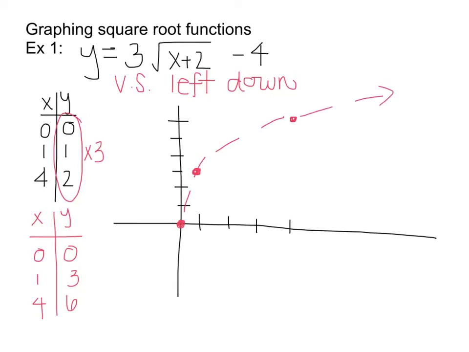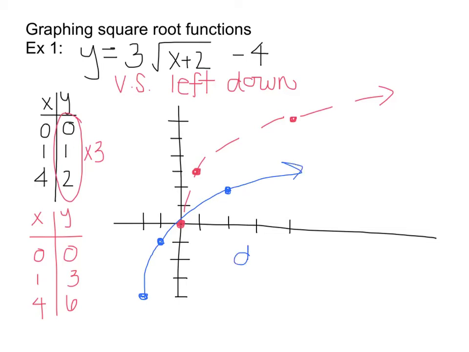Now I need to move the points to the left 2 and then move them down 4. Left 1, 2, down 1, 2, 3, 4. Left 2, down 1, 2, 3, 4. And your final graph looks like this.